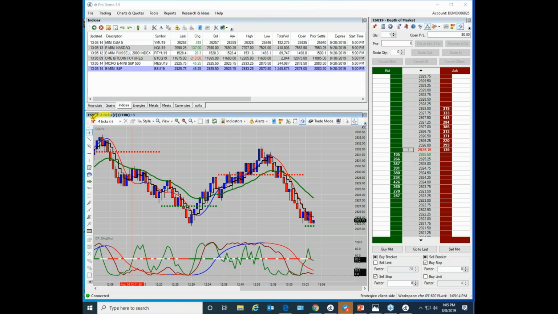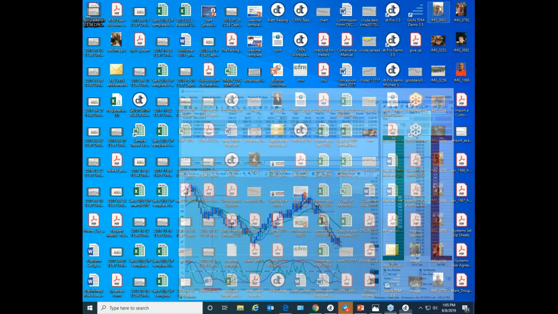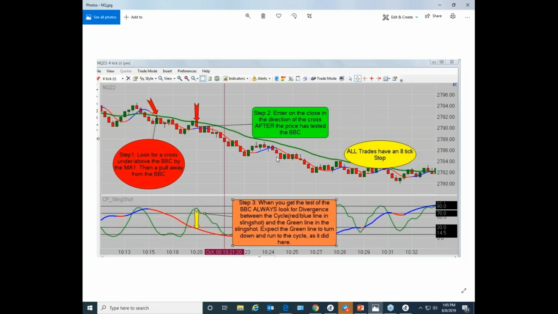All right. So the 4-tick range chart. That's the first order of business. Now let me switch gears here and go back to our trade setup. Now that we're on the time frame, we're going to work on the top portion of the chart here. Some buzzwords here: this red and blue line is referred to as the MA1.